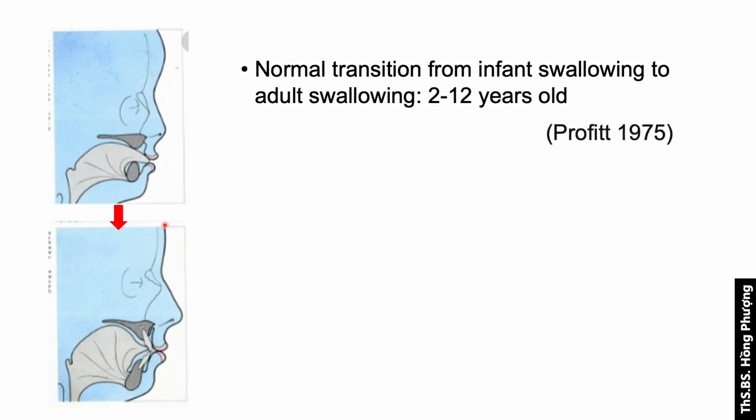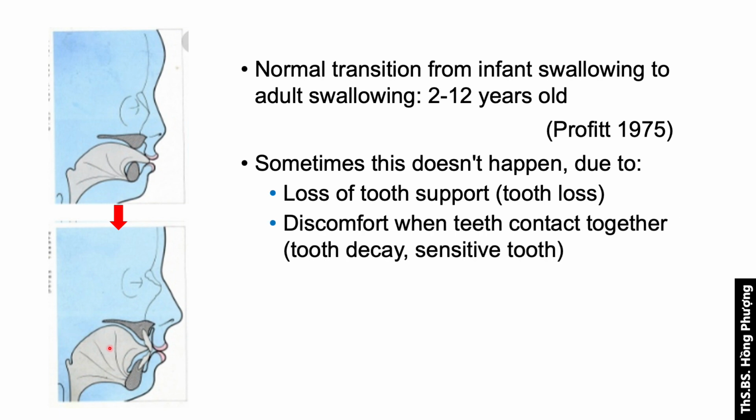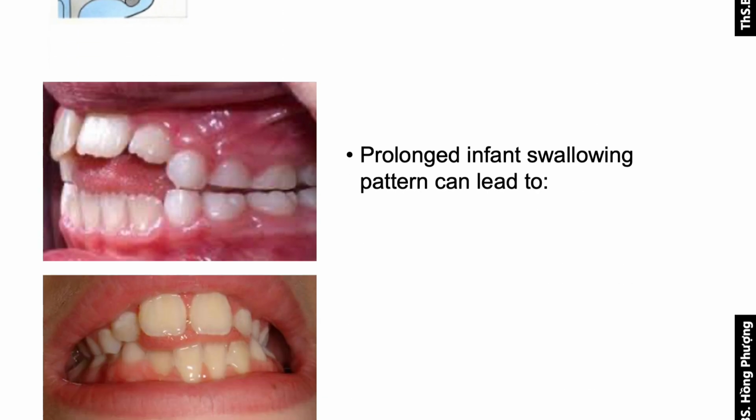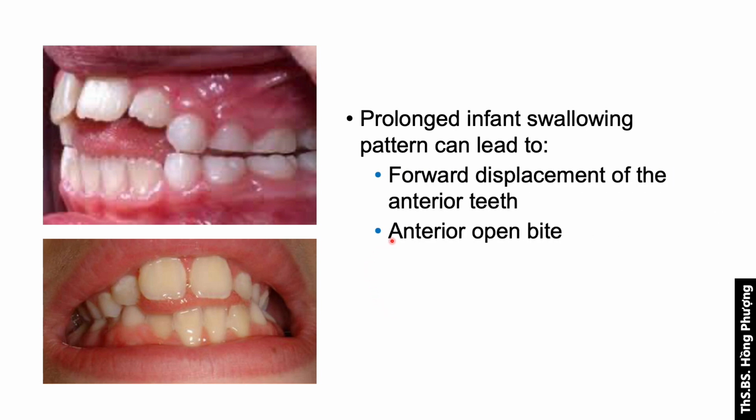But in some cases, people prolong the infant swallowing pattern for some reason, such as the loss of tooth support or tooth loss, or when they feel discomfort when teeth contact together in cases of tooth decay or sensitive teeth. In some cases it is associated with mouth breathing, prolonged tongue sucking or anterior open bite. The prolonged infant swallowing pattern can lead to anterior open bite and forward displacement of the anterior teeth.